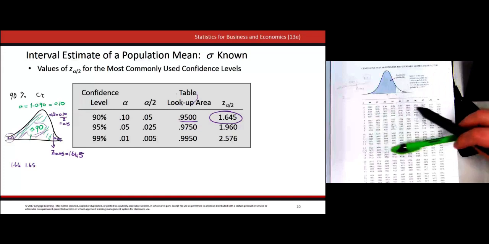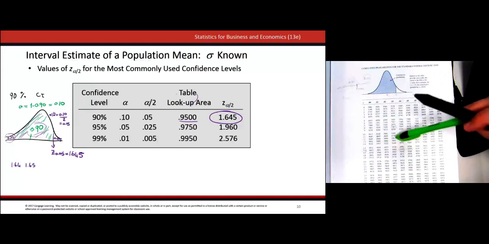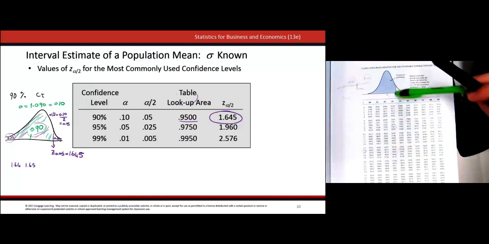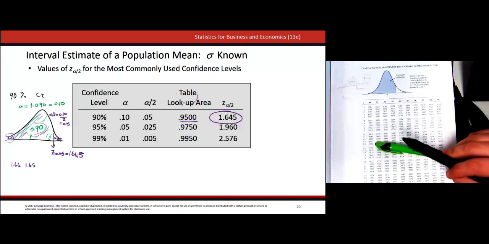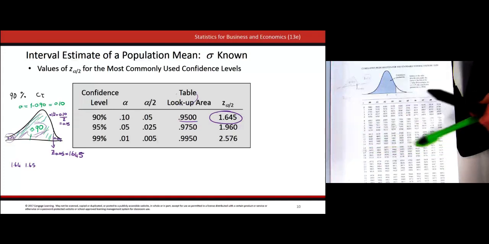Either you know the z-score, you use this table to find the area to the left of that z, such as 1.47. If you have a z-score 1.47, 0.9292 is the area to the left of 1.47. Or you may be given the area, you use it to find the z-score, like we do here.